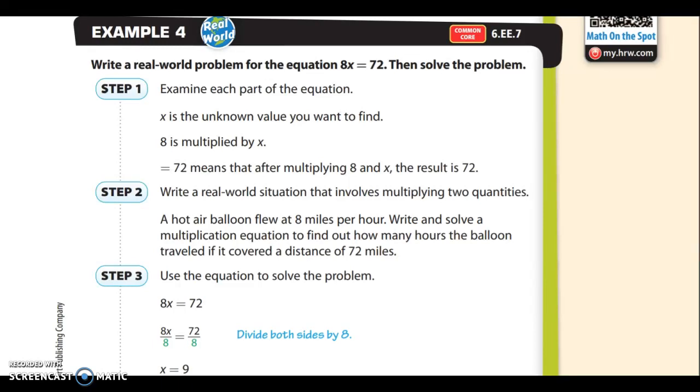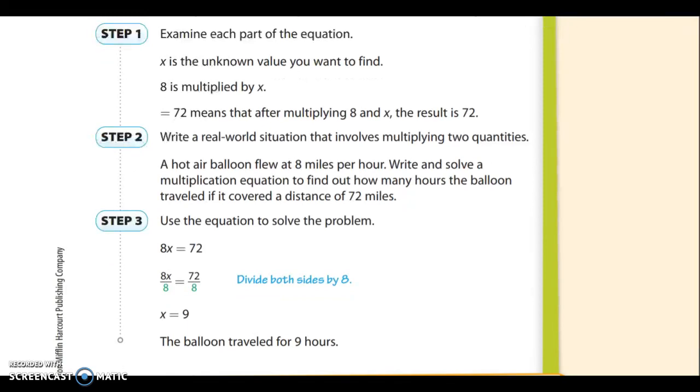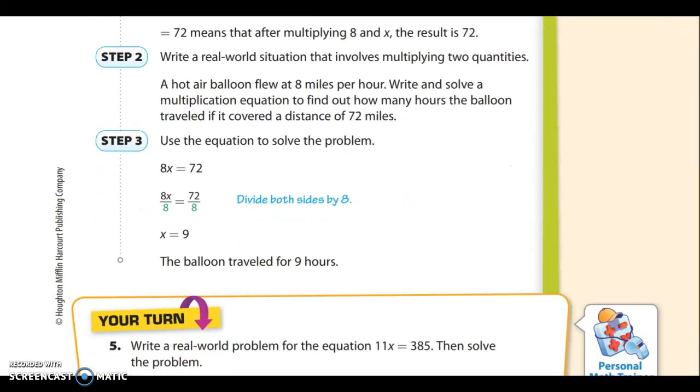Step 2 is write a real-world situation that involves multiplying 2 quantities. A hot air balloon flew at 8 miles per hour. Write and solve a multiplication equation to find out how many hours the balloon traveled if it covered a distance of 72 miles. The equation would be 8x equals 72. You would divide each side of the equation by 8 and you'd get 9. X is equal to 9. The balloon would have traveled for 9 hours.